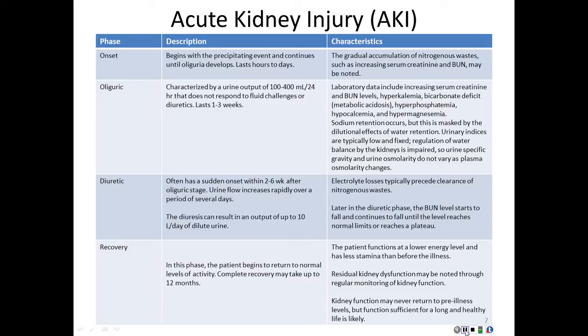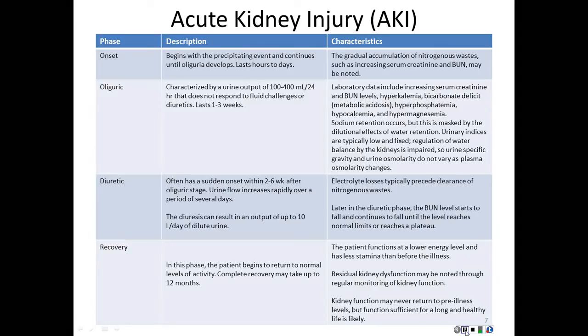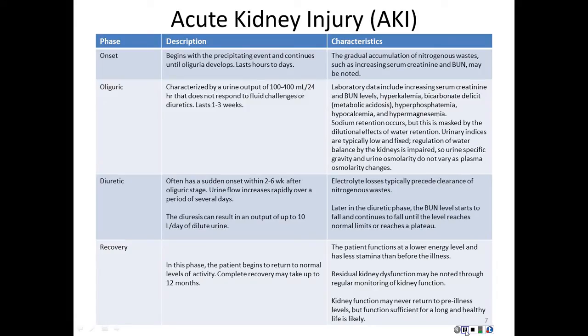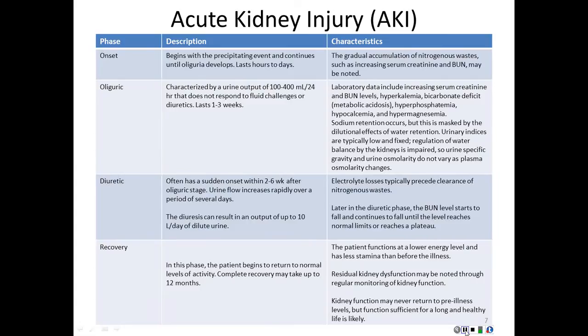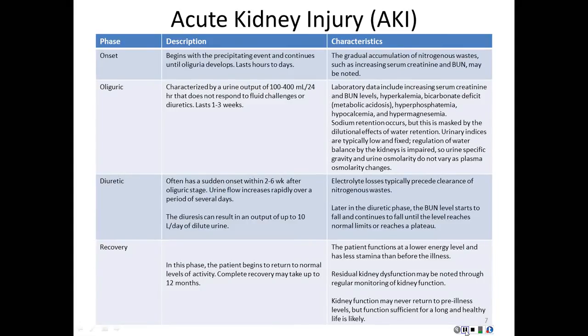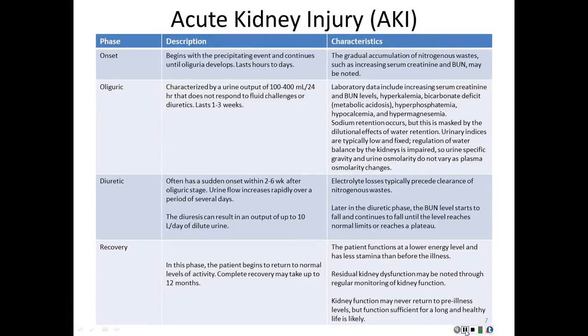During this time frame, we're seeing an increase in serum creatinine and BUN levels. We're seeing hyperkalemia. We're seeing metabolic acidosis, hyperphosphatemia, hypocalcemia, hypermagnesemia. That one's hard for me to say, but an elevated magnesium level. We may see sodium retention in these patients, but it may be masked by the fluid retention, giving a dilutional effect on these patients. Urine indices are typically low, so we're going to see dilute urine that is coming out. So you're going to see all of those things going on. The oliguric phase usually lasts for 1 to 3 weeks.